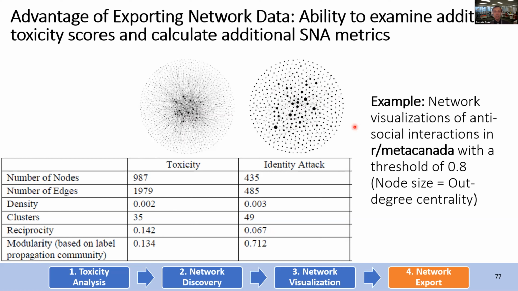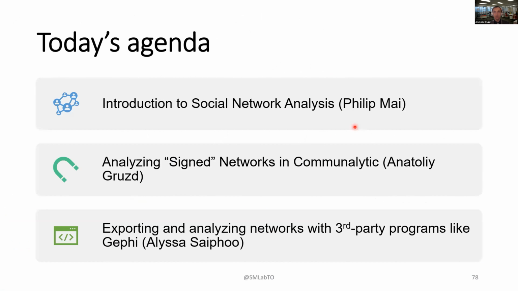So to summarize, I showed you how we use toxicity scores to identify negative ties in the networks, and how you can use the built-in network visualization in Communalytic to do the exploratory network analysis. Now I want to invite Alyssa Saifu, who will present the next part, which will show you what you can do once you export the network file using third-party applications like Gephi. So over to you, Alyssa.